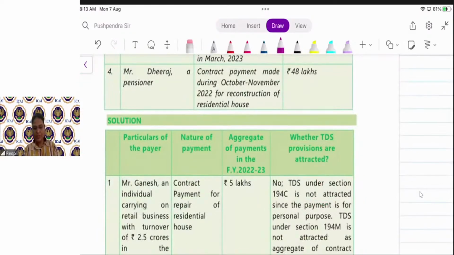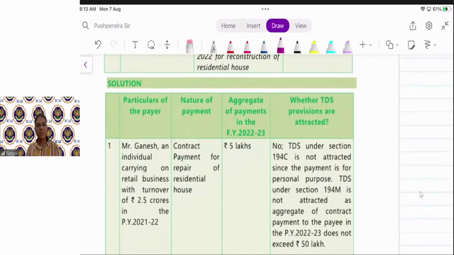So Mr. Ganesh, an individual carrying on retail business with a turnover of 2.5 crores in the financial year 21-22, is making payment for a contract for repair of a residential house. The aggregate of payment in financial year 22-23 is 5 lakh. So Mr. Ganesh is an individual. Last year his turnover is 2.5 crore. So in the current year, if he is making any payment on account of contract, then TDS needs to be deducted under section 194C. Yes or no?